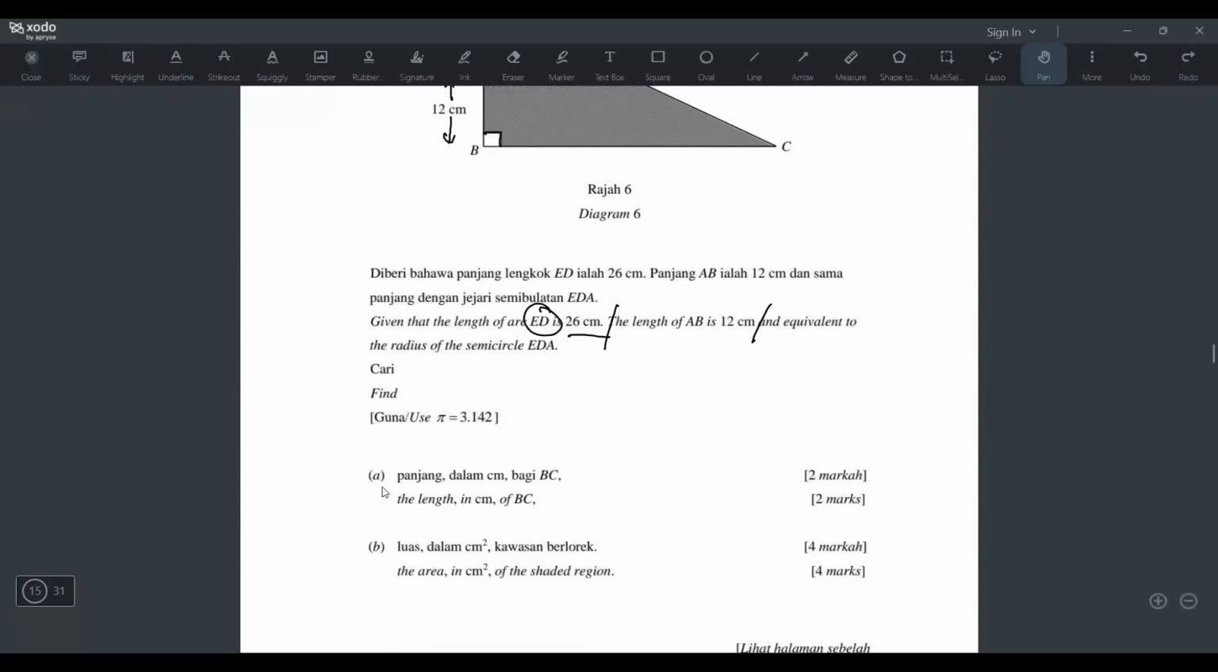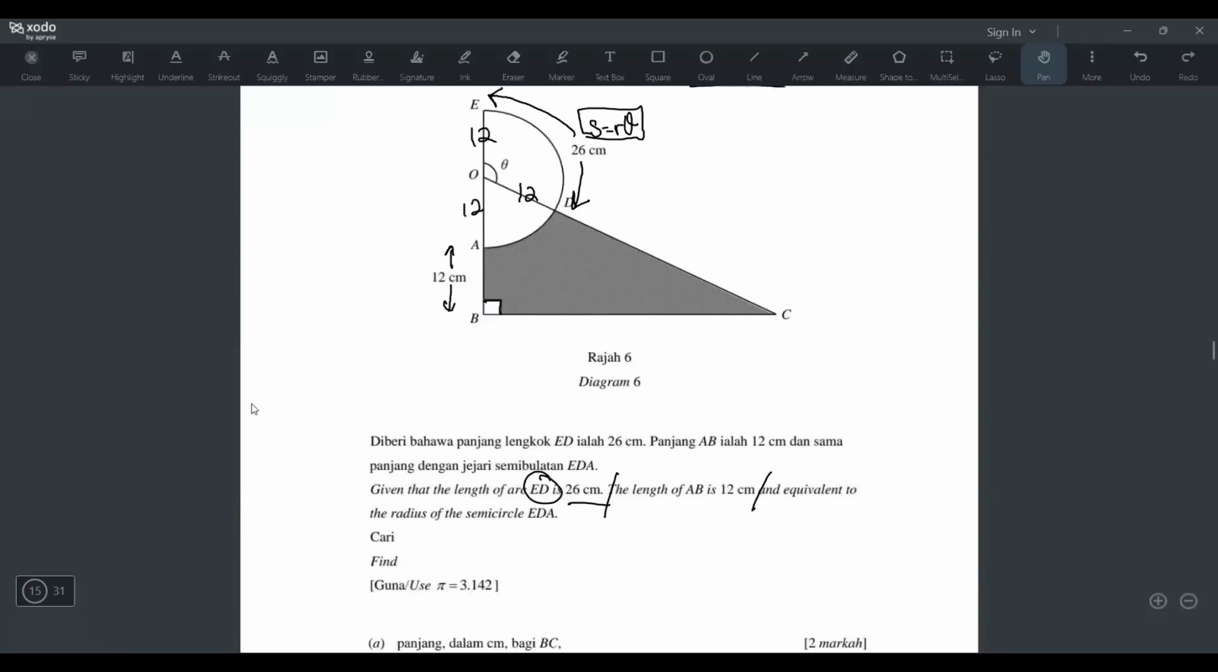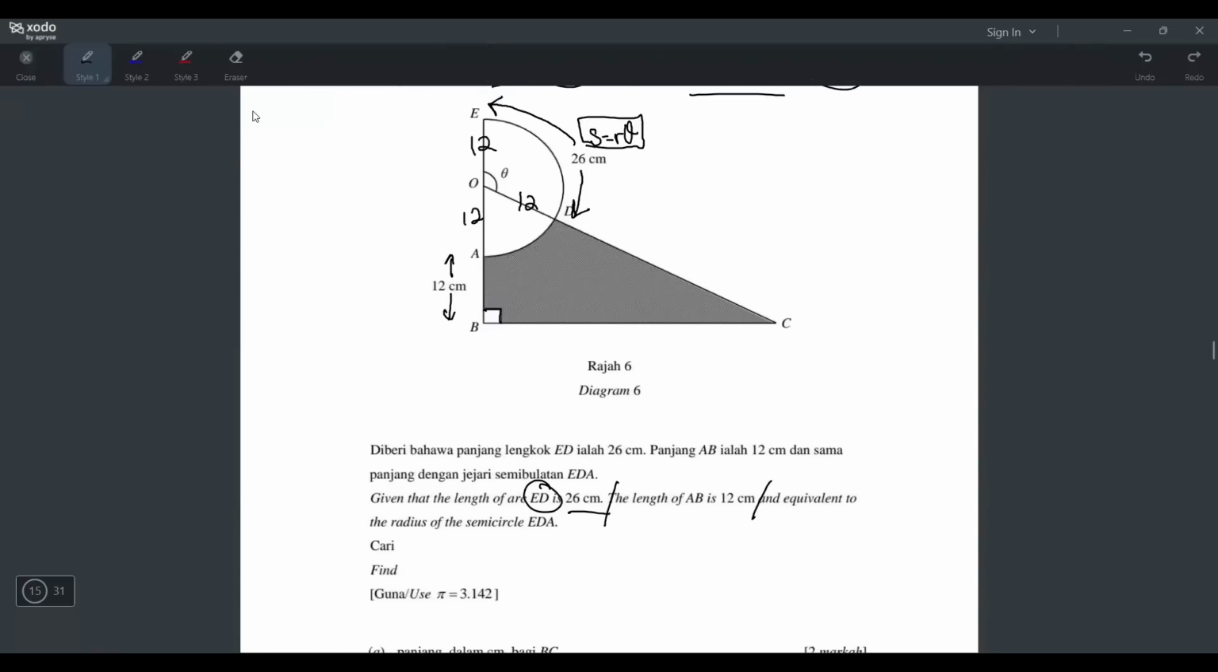Use pi 3.142, find the length of BC. Okay, let's find out where's BC. All right, so for A, they want to find BC. Where's BC? BC is here, right? So how do we find this length right here? Okay, let me think. Okay, I need this angle. Yeah, I need this angle. Let me tell you why. Because BC is one of the sides of the right angle triangle, and you already have this side right here, which is 14. 14 actually. Sorry.